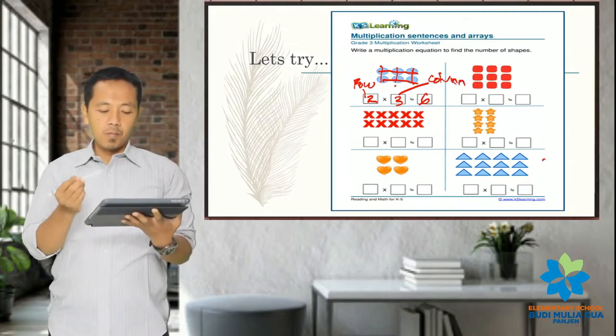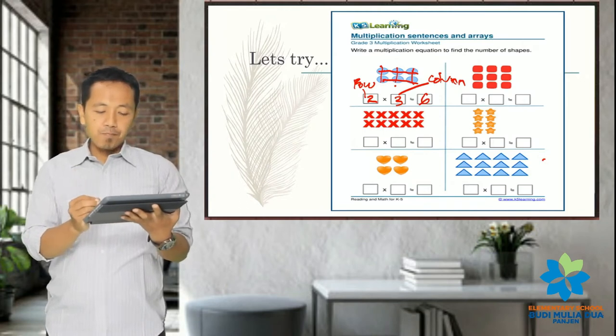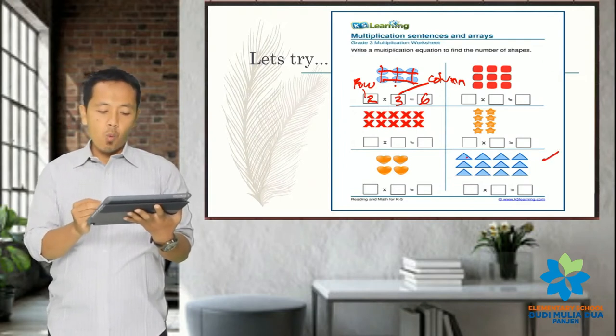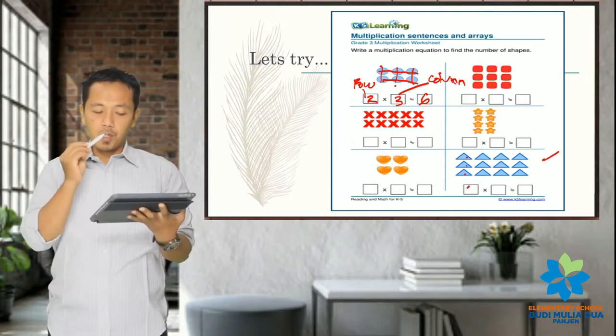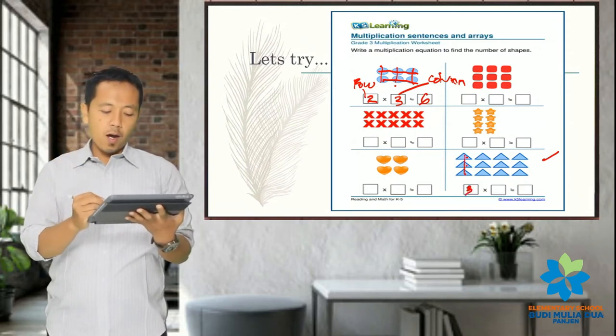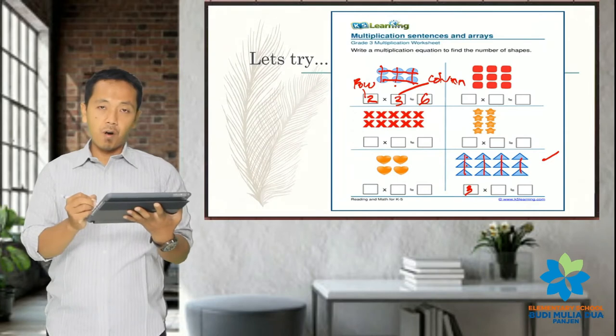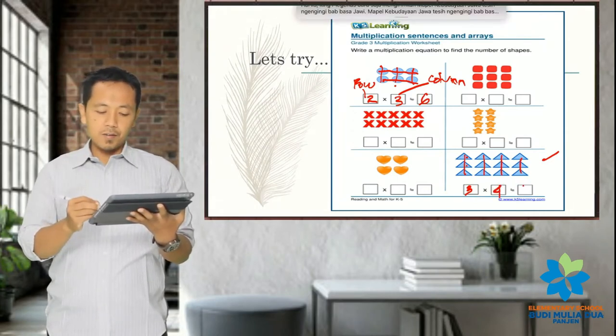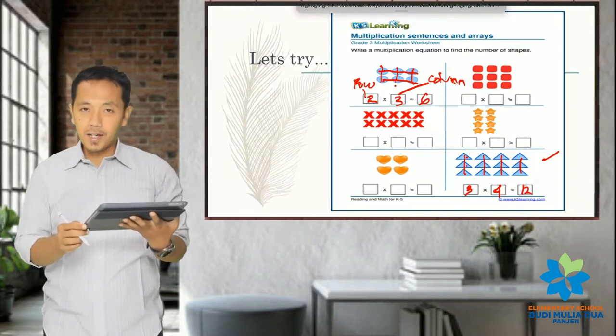In the second example, how many rows? 1, 2, 3. 3 rows. How many columns? 1, 2, 3, 4. 3 times 4 is 12.